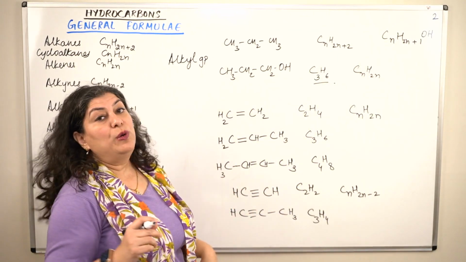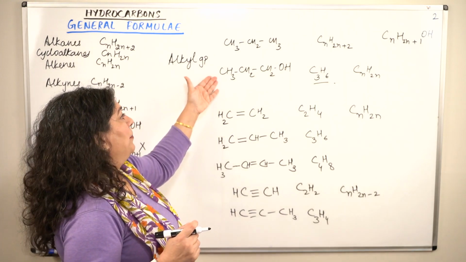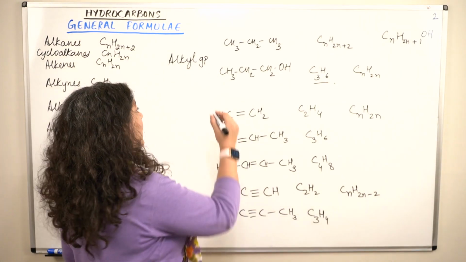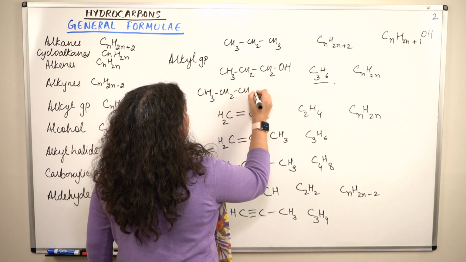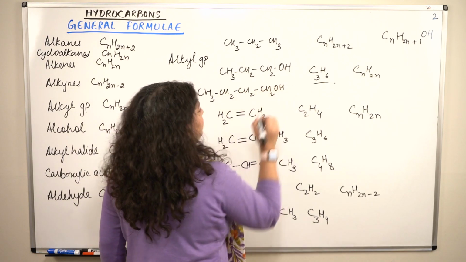So let us write the formula. What would be the formula of propanol? What will be the formula of butanol? It will be CH3, CH2, CH2, CH2, OH.